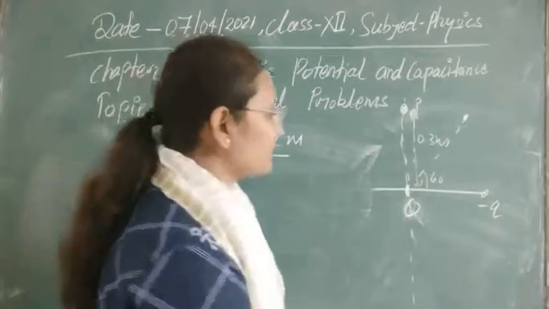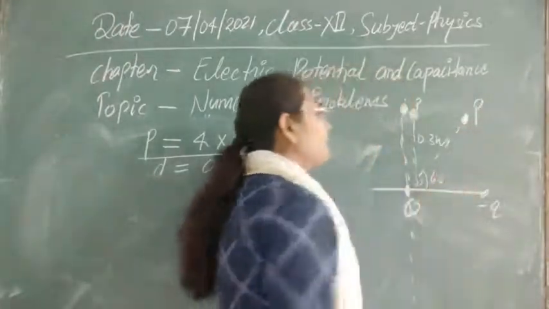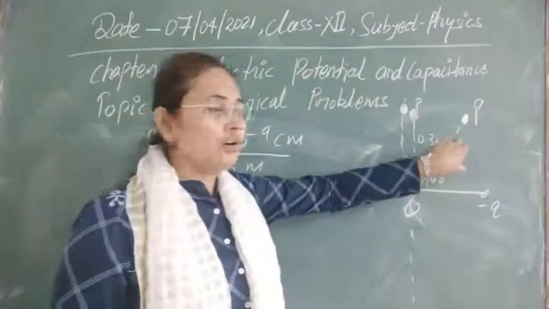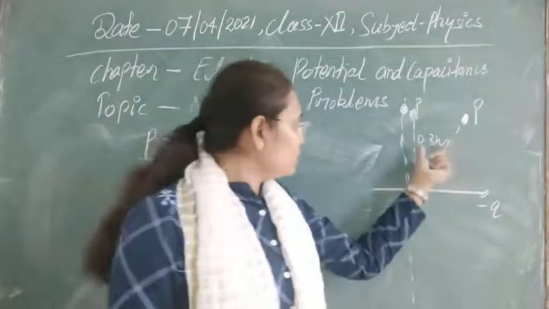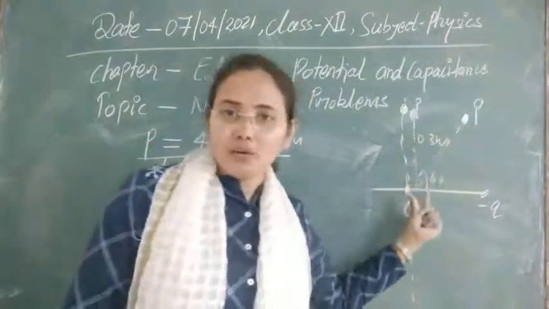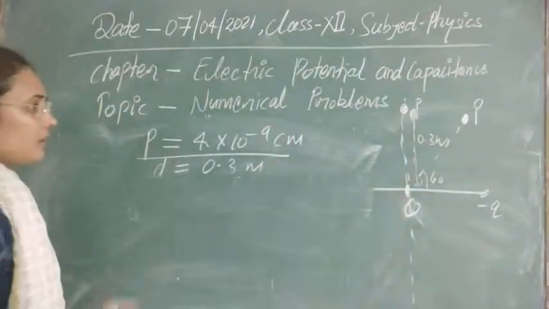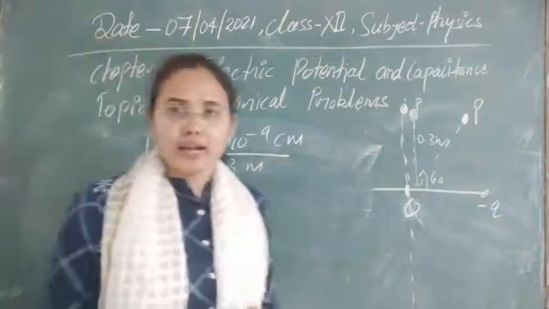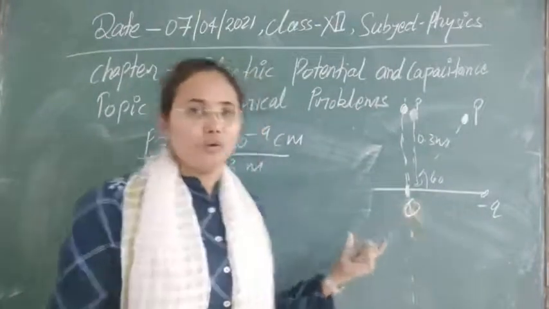In the third case, it is given that point P is at an angle of 60 degrees from the axis of the dipole, and again this point P is situated at a distance of 0.3 meter from the center of this dipole. So in this case, you know that the electric potential due to an electric dipole at any general point, we have calculated that formula also.